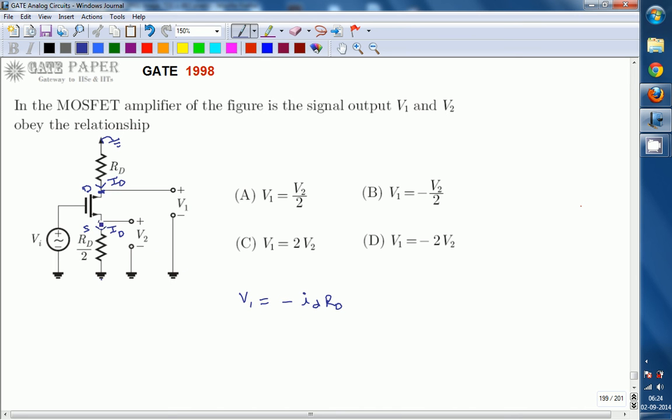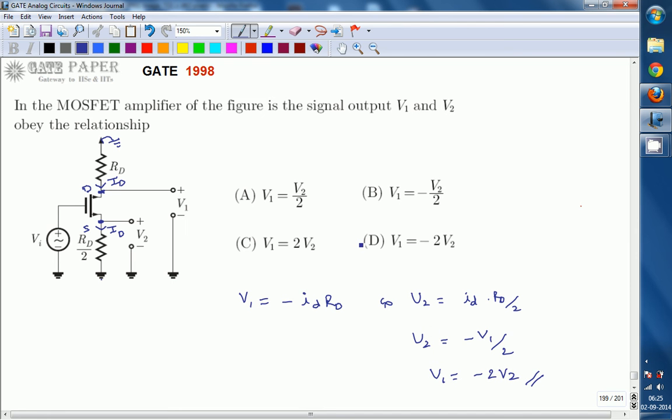And if you are going for V2, V2 is nothing but the voltage from source to ground, and current is flowing in the same direction. Current flows from higher voltage to lower voltage, so the direction is also following the same. So V2 can be written as V2 is equal to ID times RD by 2. So IDRD is nothing but minus V1, so V2 can be written as minus V1 by 2, or V1 is equal to minus 2 times V2.